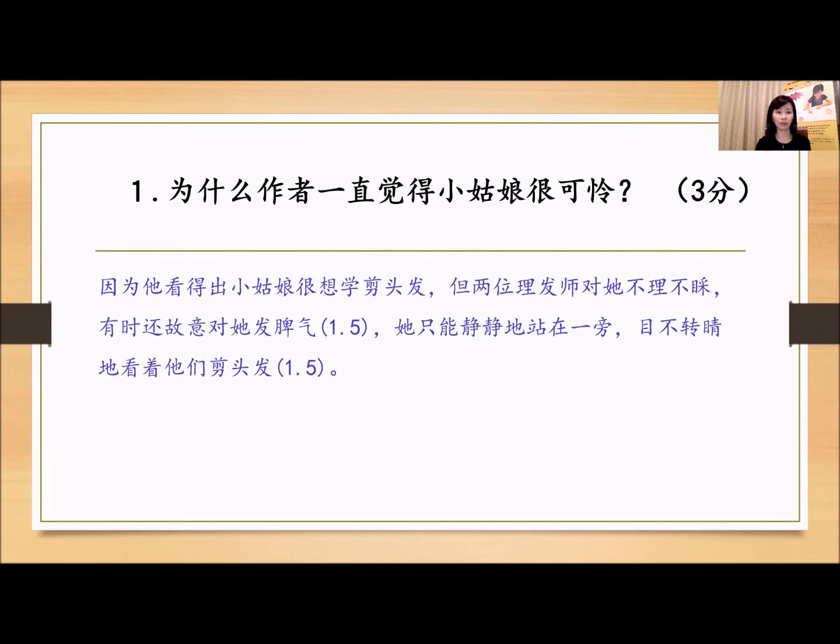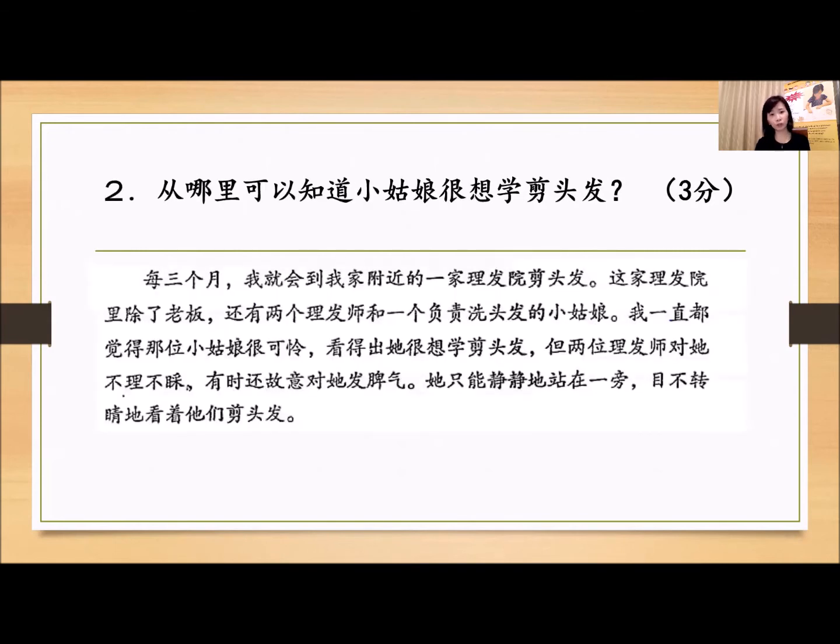因为他看得出小姑娘很想学剪头发。但2位理发师对他不理不睬，有时还故意对他发脾气，他只能静静地坐在一旁，目不转睛地看着他们剪头发。Okay, so what I mentioned earlier, please remember to tell your child to read on, to ask themselves a question whether this is relevant to the question or not. Okay, is it supporting my answer or not? Yeah, if it is, please include it in your answer.